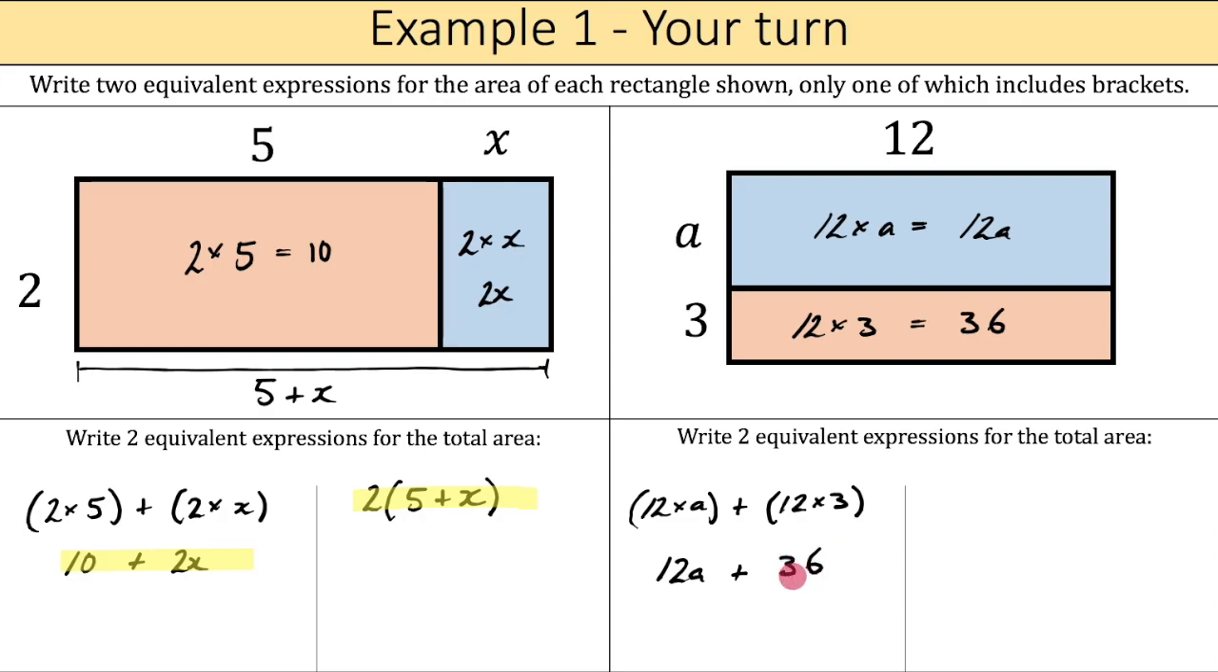Or what I could do is plus together these two lengths, so 3 and a. So that means the length of this right here is going to be 3 plus a. And now I simply need to go this times this to find the area of the rectangle. So 12 times 3 plus a. And now what we've done is we've found the two equivalent expressions of the area.